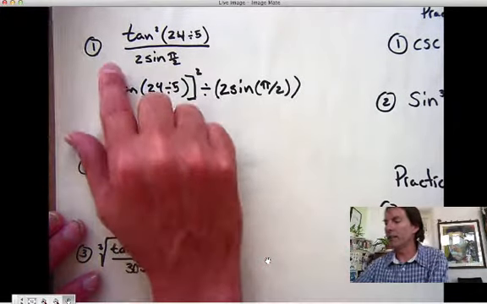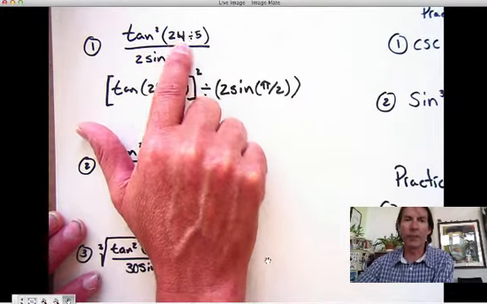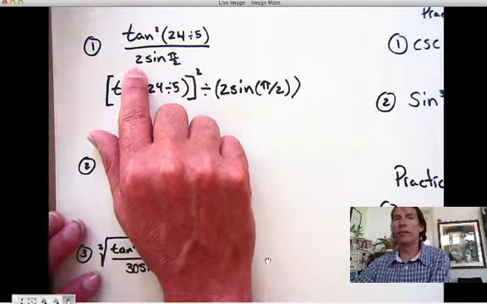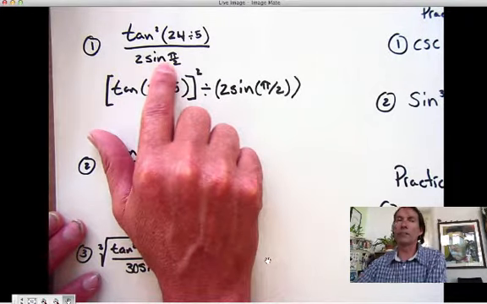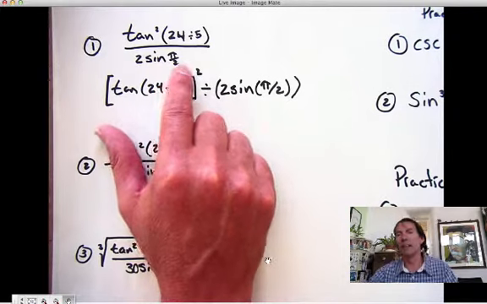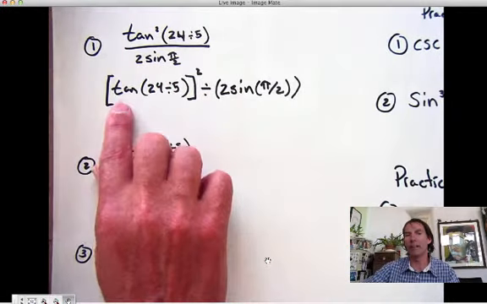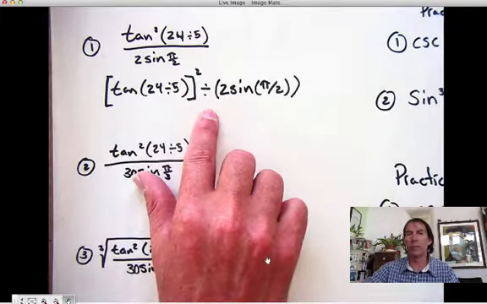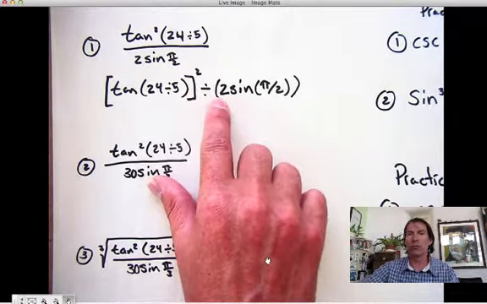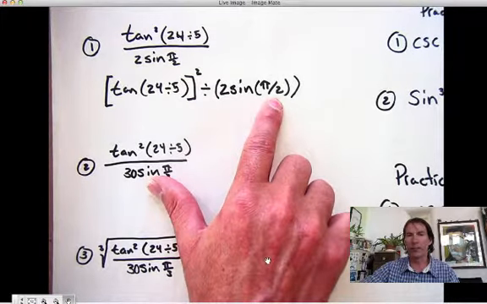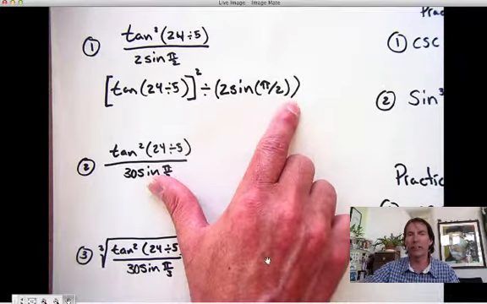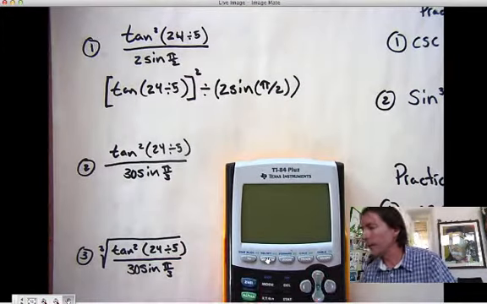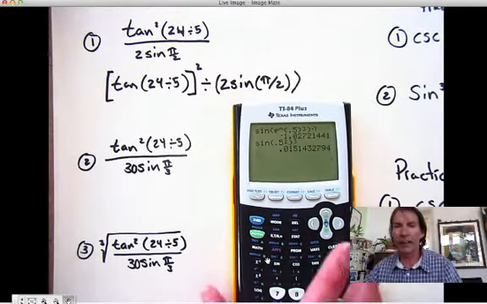The first one is the tangent squared of this number, 24 divided by 5, and divided by 2 sine pi over 2. To enter that into the calculator, this is the same as the tangent of this thing squared divided by 2 times the sine of pi over 2. And that's how that would be entered into the calculator. Let's go ahead and do that. You should be following along with the calculator. Just enter that right into the calculator.